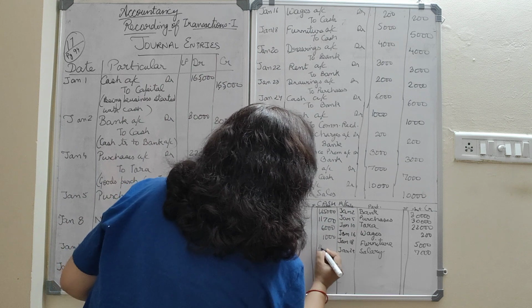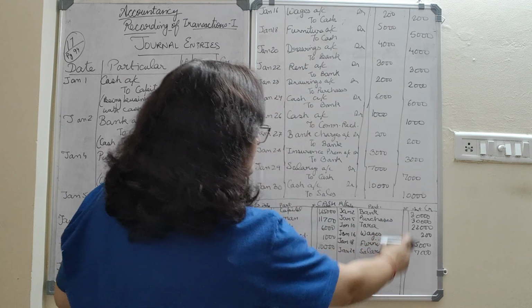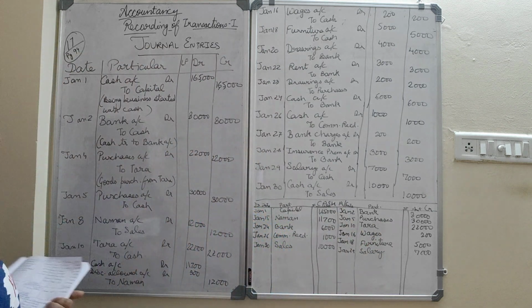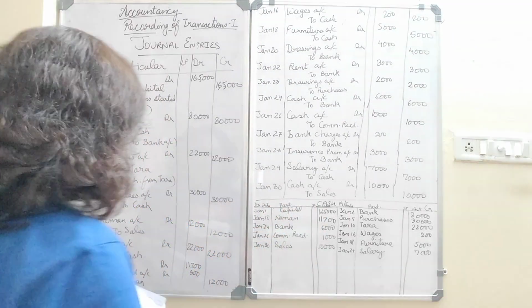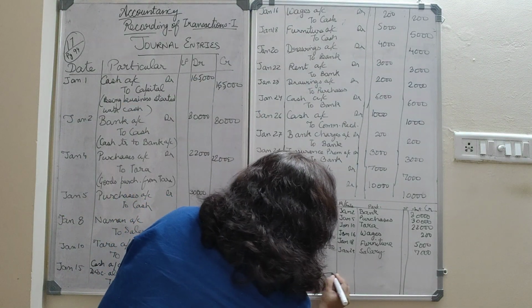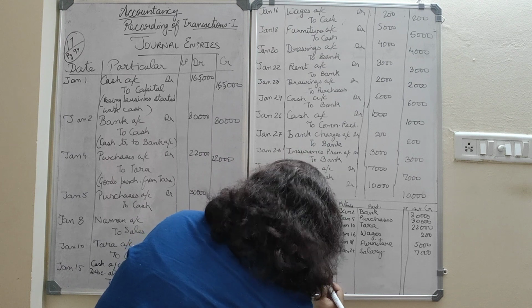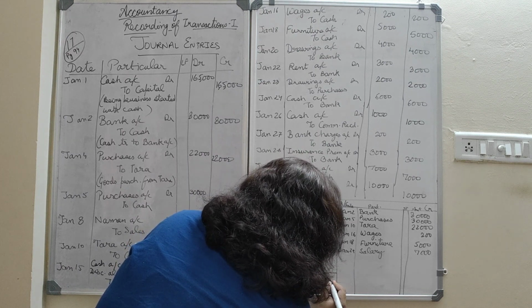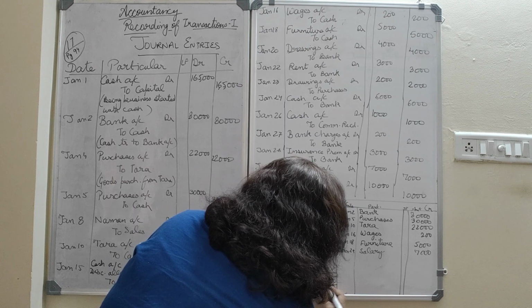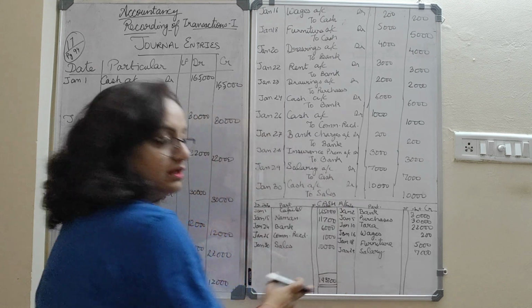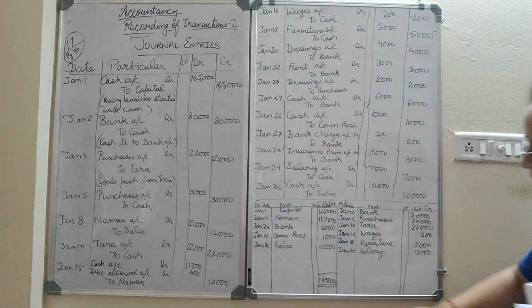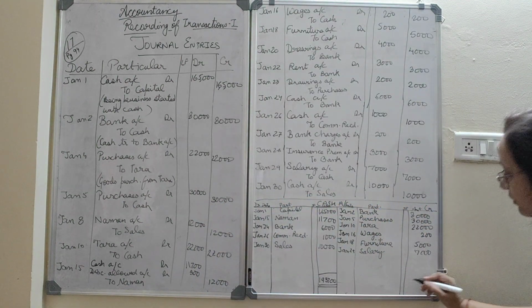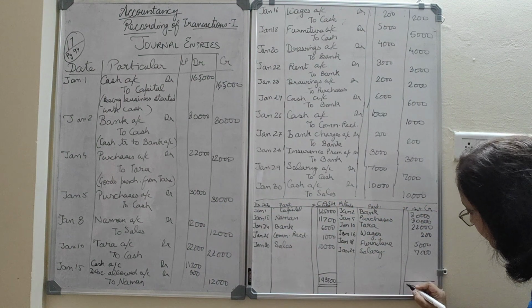Sales 10,000. Now as we can see the amounts, which side is bigger? This side is bigger. It has more amount. So when we will do the total of this, it will come 193,700. You have to put 2 lines over here at the end. So what we will do? This total we will write over here also.